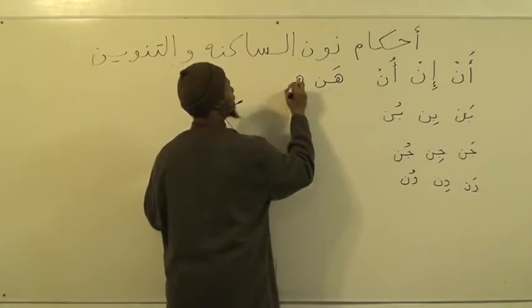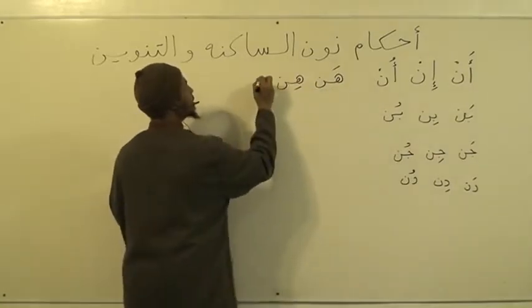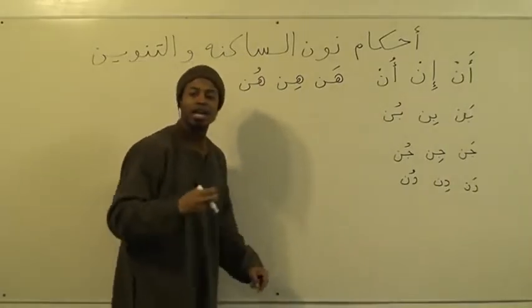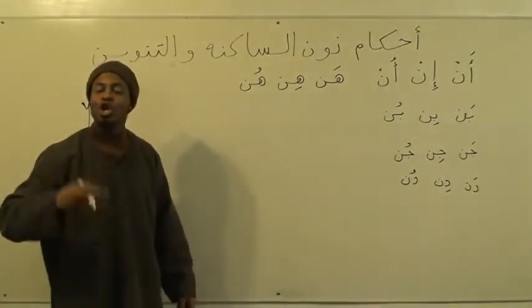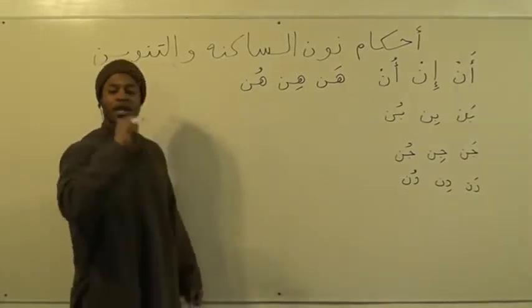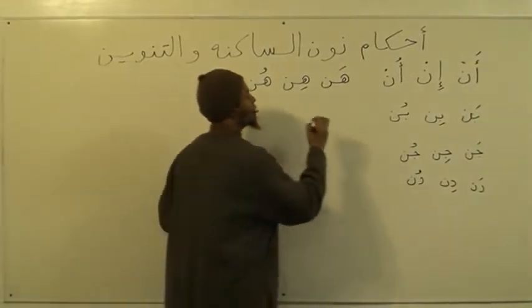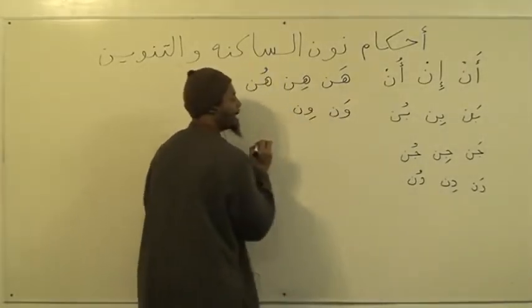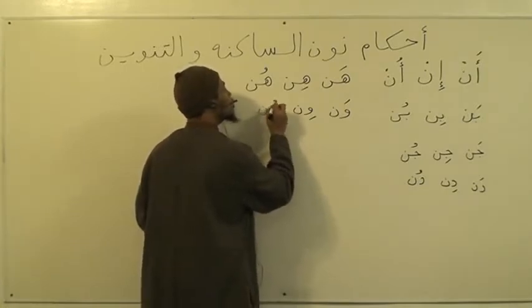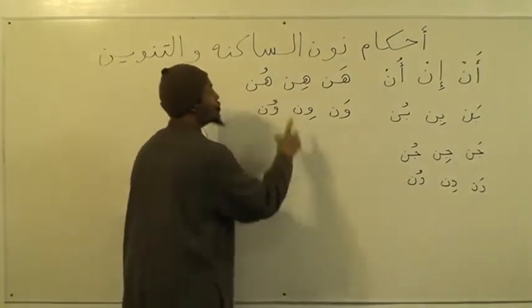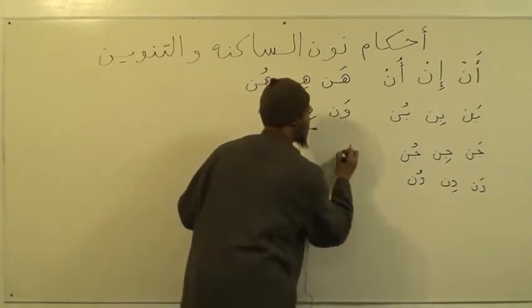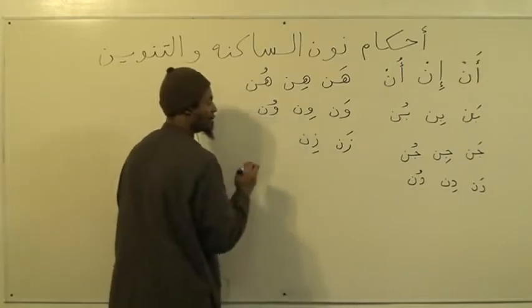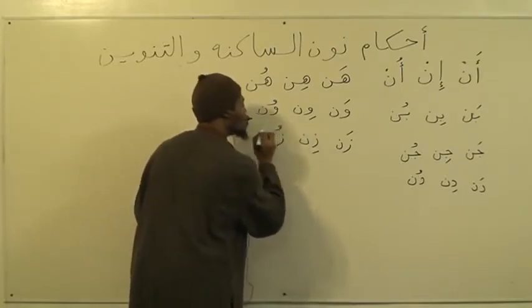Han. Hin. Hun. Here we're pronouncing that noon. Hun. Your tongue goes up and it makes that sound. Wen. Win. Wun. All these are the Noon as-Sakina. Zen. Zin. Zun.